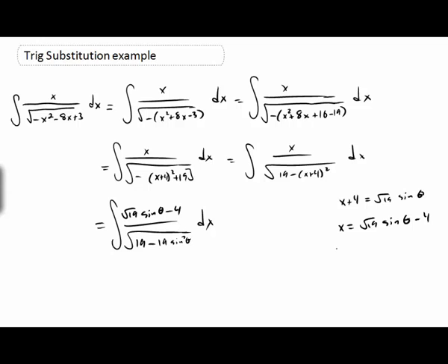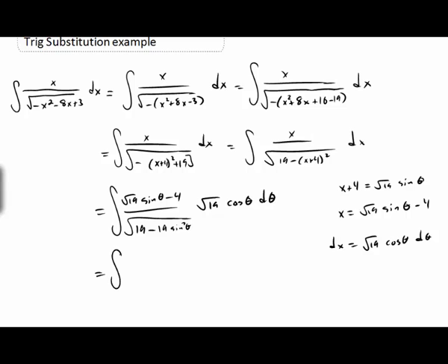So what I can do is take the derivative of x with respect to theta. And that derivative is going to be the square root of 19 times the derivative of sine, which is cosine of theta, minus 0, because the derivative of 4 is 0. I'm going to multiply it through by my d theta as a notation issue. And so I'm going to substitute in for my dx: square root of 19 cosine theta d theta. And now we're going to see where the magic happens.